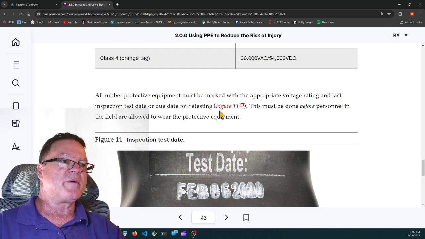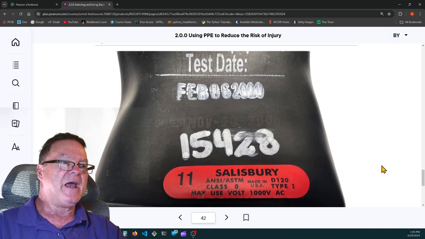All rubber protective equipment must be marked with the appropriate voltage rating and at least the last inspection date or due date for retesting. This must be done before personnel in the field are allowed to wear the protective equipment.